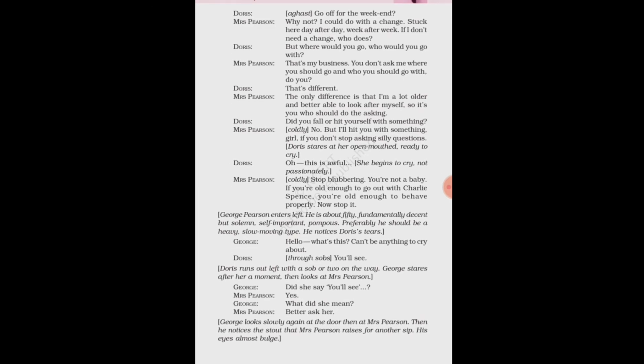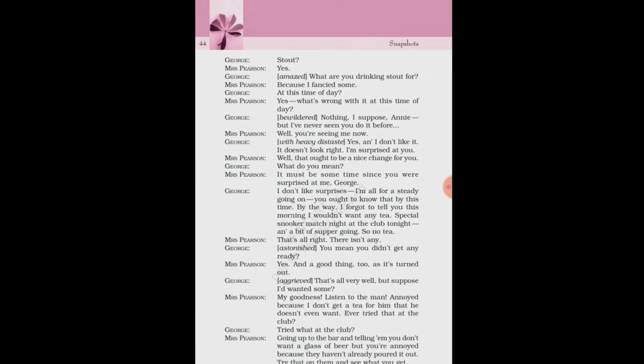And then George slowly looks again at the door and then at Mrs. Person. Then he notices the stout Mrs. Person raises for another sip, the drink which she is having. His eyes almost bulge. He becomes so surprised.